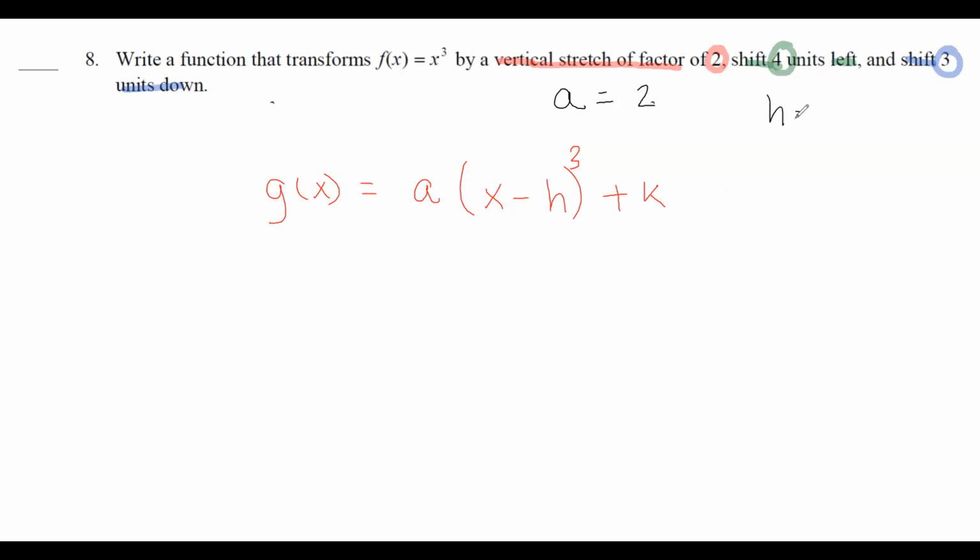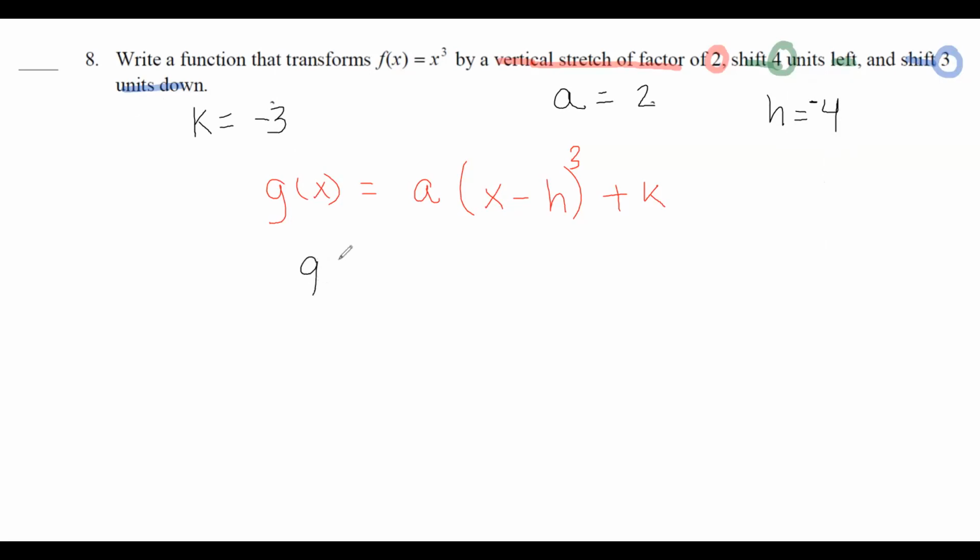Now this one, what parameter is this one? This one is h. Either left or right is going to be h. h in this case is 4. Now it is left. So if we move to the left, it's going to be negative. In the equation, it's going to be positive. But as we identify h, it's going to be negative. Plus k. And 3 shifts, 3 units down. This one's going to be k. k is what? Negative 3.